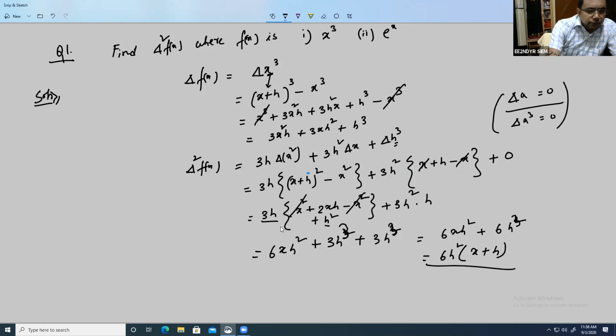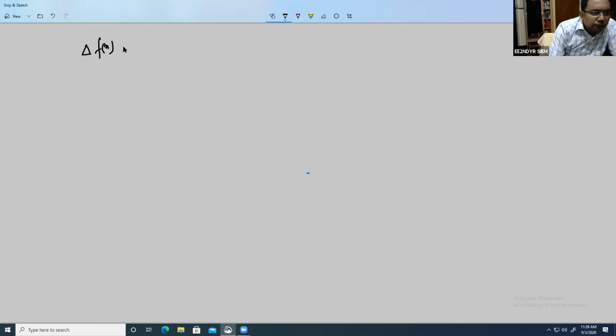So I'm moving to the second question. Clear? I'm erasing this. Okay. Go on. Next. What is your second question? Second question is e to the power x. So del f of x equals e to the power x.